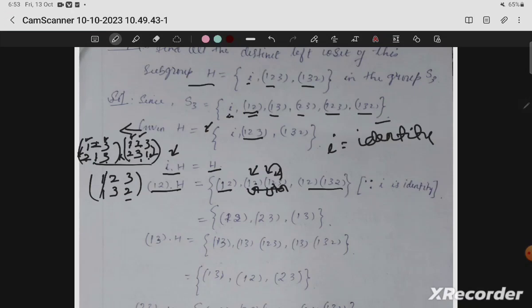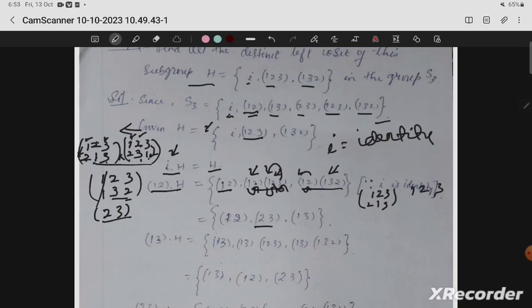Here we can cancel this 1 and 1. So we can write (2 3) or (3 2). So we will take this (2 3). So the answer is (2 3). Similarly, we can multiply this. If we multiply (1 2) with (1 2 3), then same thing. We will get 1 is going to 2, and 2 is going to 1. 3 will be same. Again, 1, 2, 3.